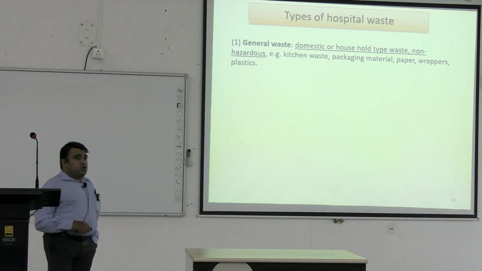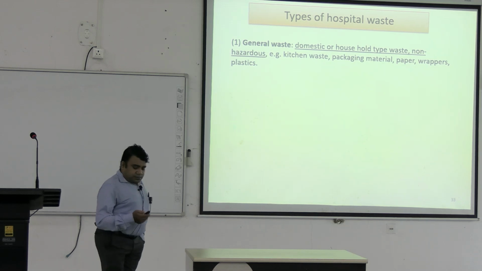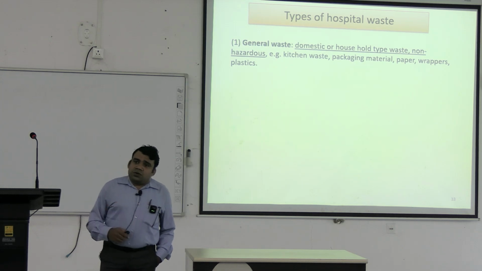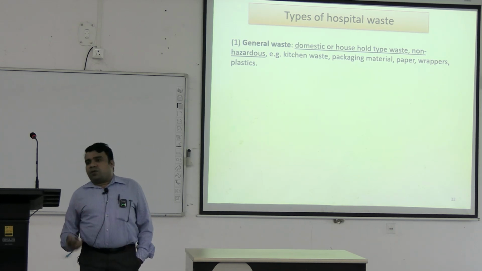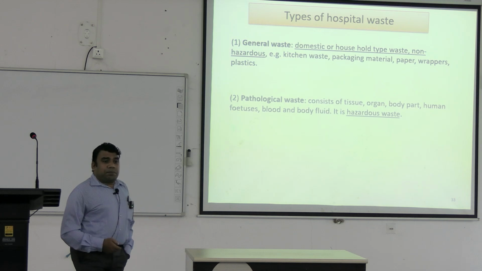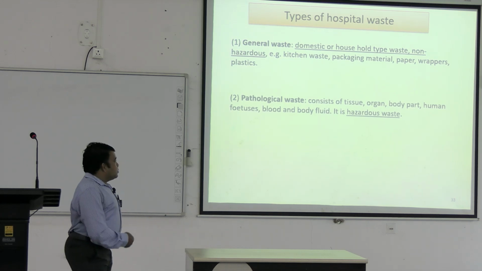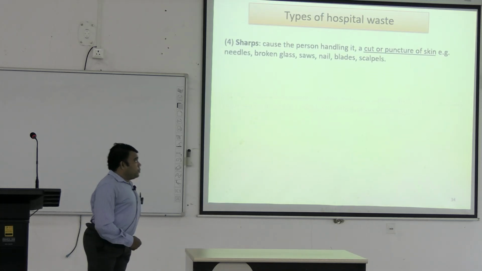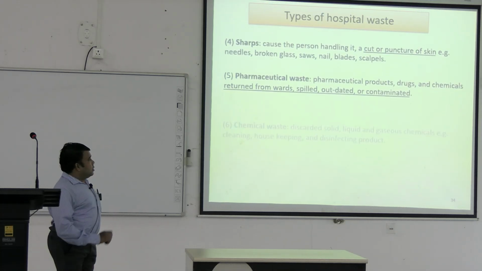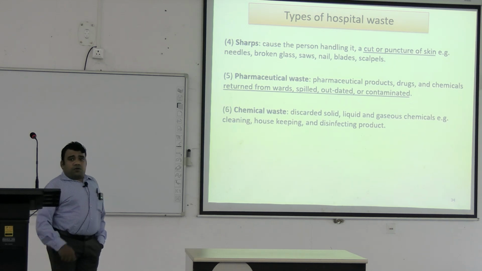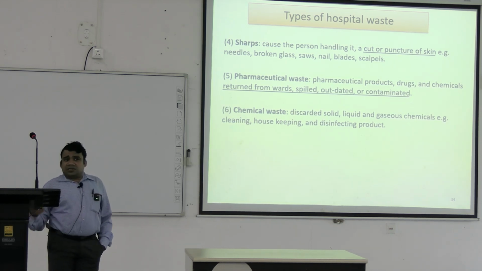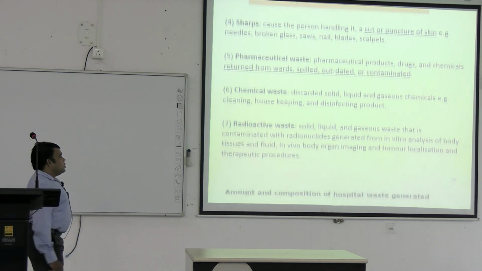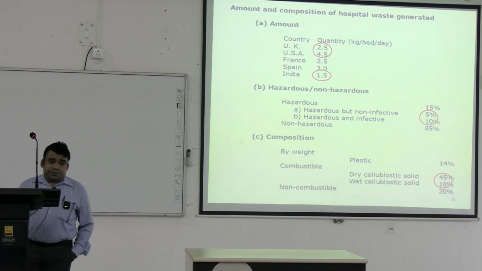Now, if we look at it broadly, we'll have general waste, that is, people are there, they will have food, so there will be general waste from kitchen waste to paper waste. Other would be pathological waste. Then infectious waste, sharps, pharmaceutical waste, chemical waste. For example, any chemical that is used for cleaning and disinfection is part of the chemical waste, and radioactive. So these are the 7 categories of waste that is generated in the hospital.